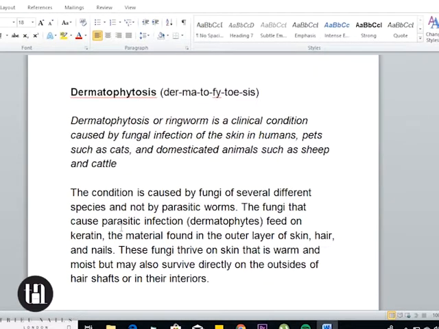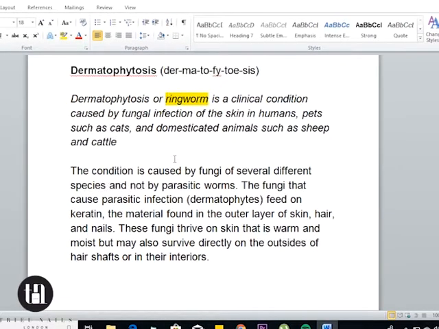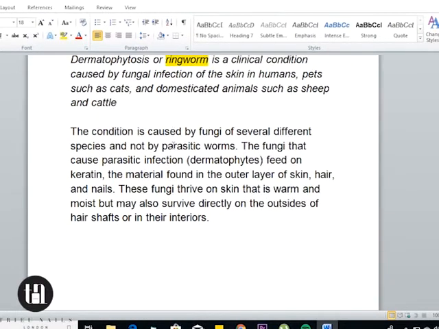The next nail skin disease or disorder is dermatophytosis, which is quite a big word. And it's basically, in short, ringworm. It's a clinical condition caused by fungal infection of the skin in humans, pets such as cats, and domesticated animals such as sheep and cattle. It's caused by fungi of several different species and not by parasitic worms.